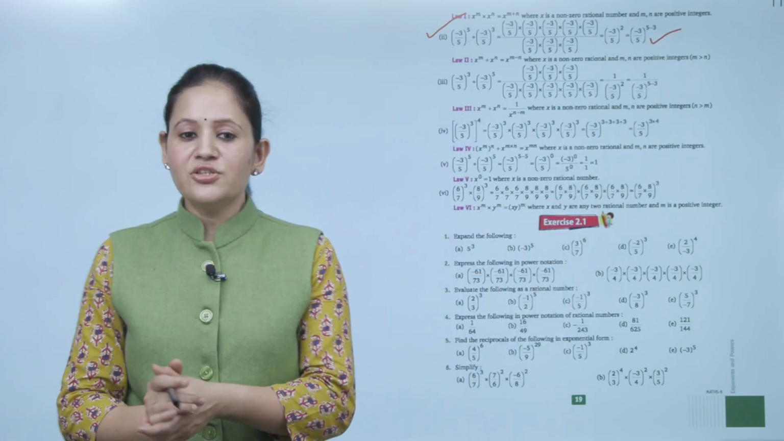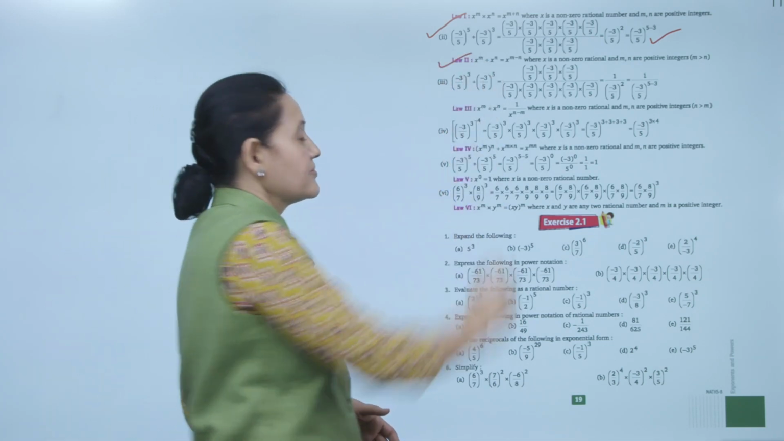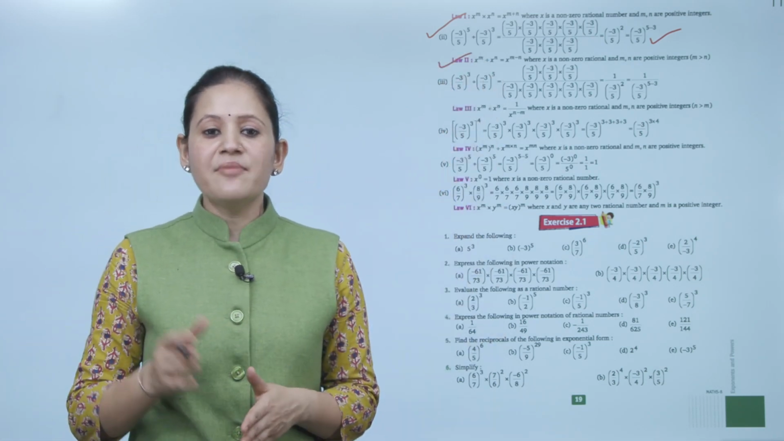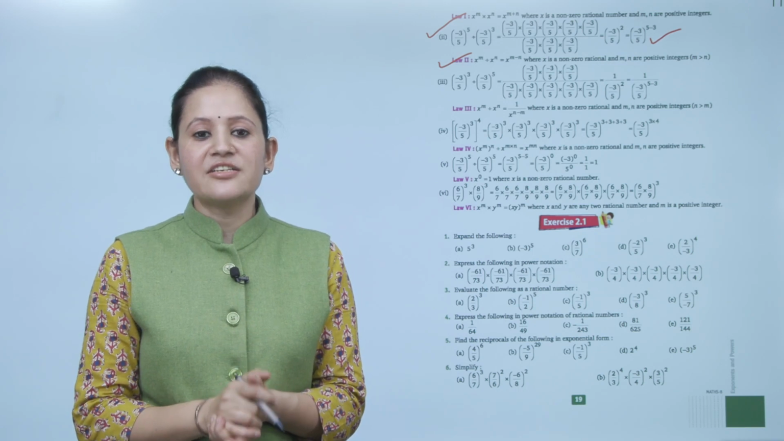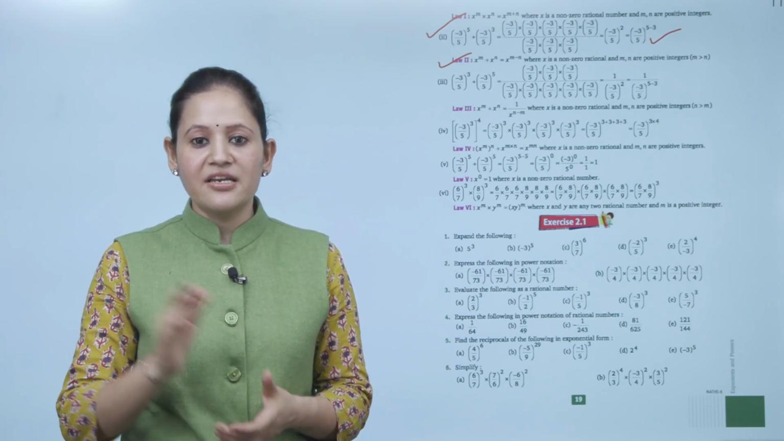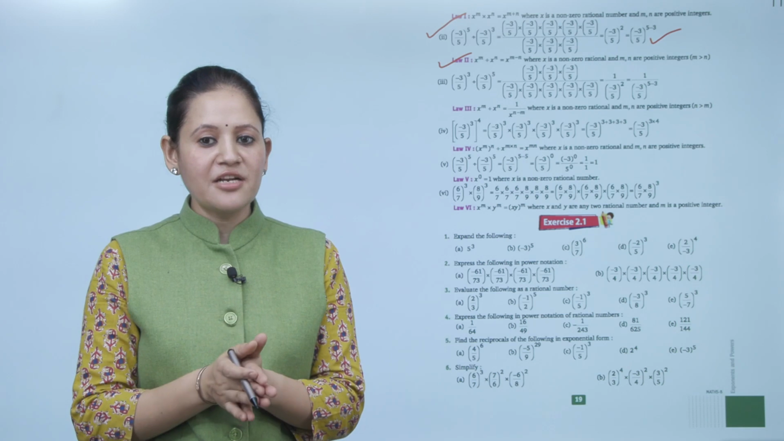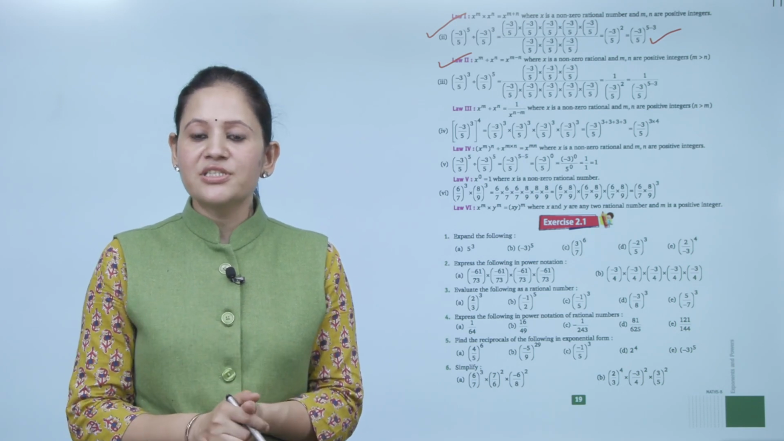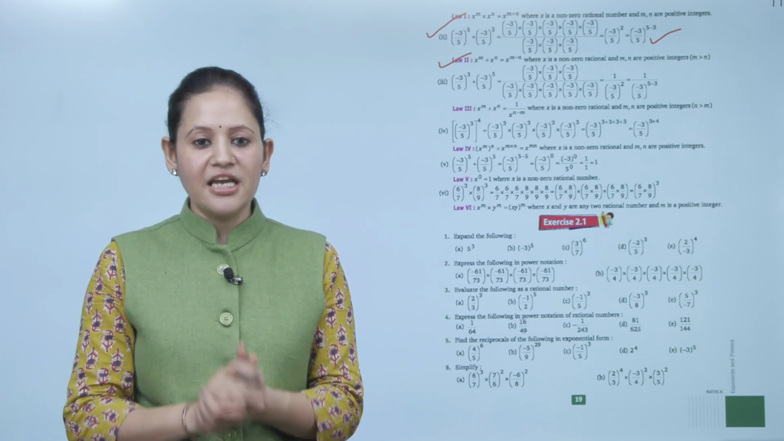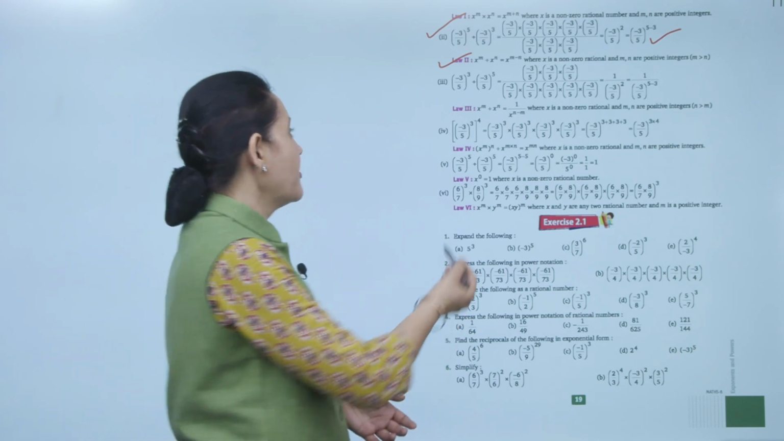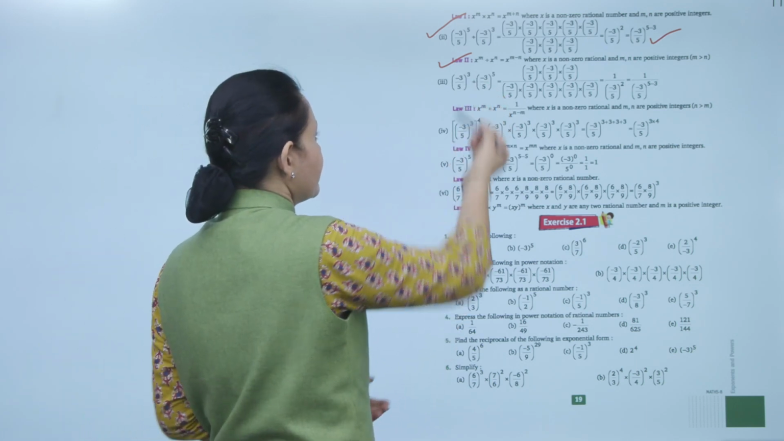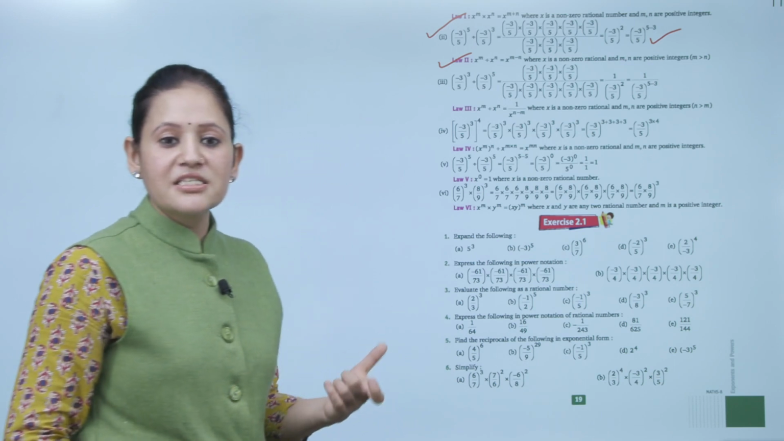Clear? Law 2: x to the power m divided by x to the power n is equal to x to the power m minus n, where x is a non-zero rational number and m and n are positive integers, where m is greater than n.